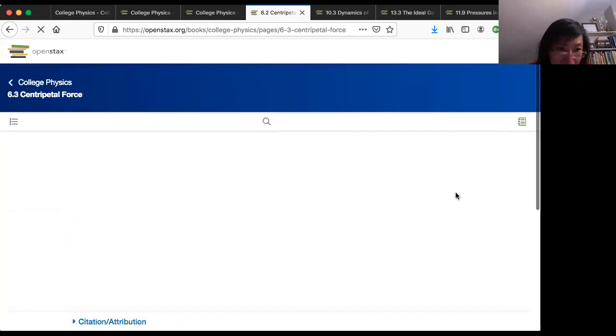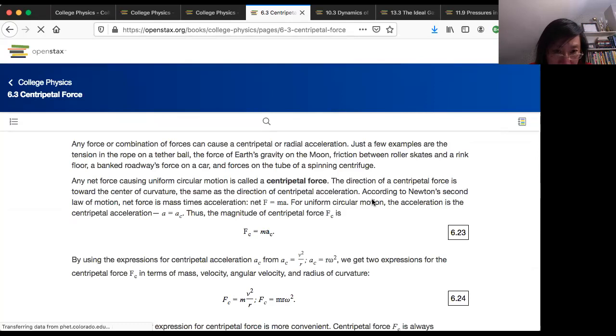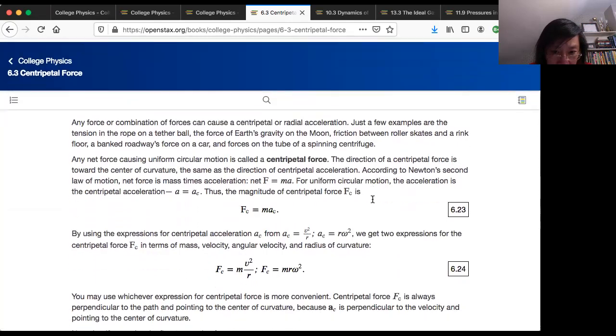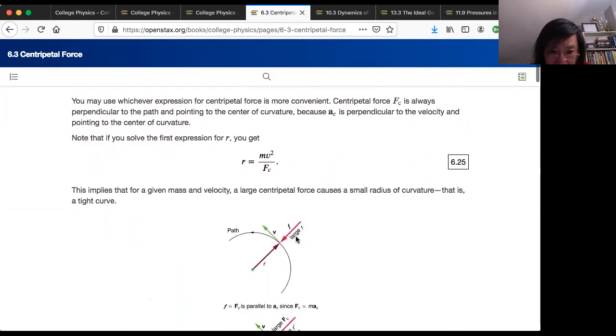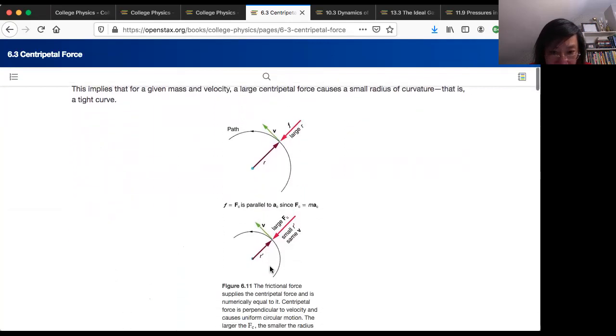All right, so centripetal force, a little bit more conversation about that restoring force, right? And then you have the mrω². You see that omega showing back up again, and how things are going forward and outward.